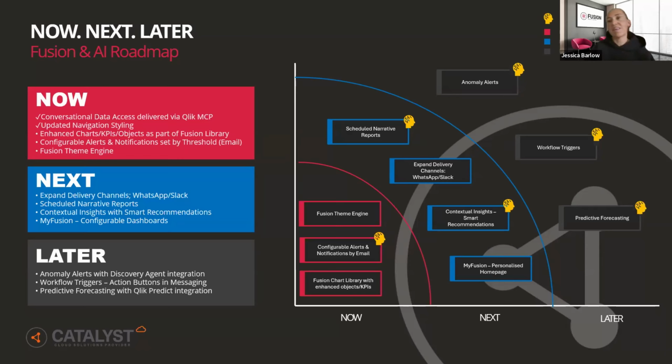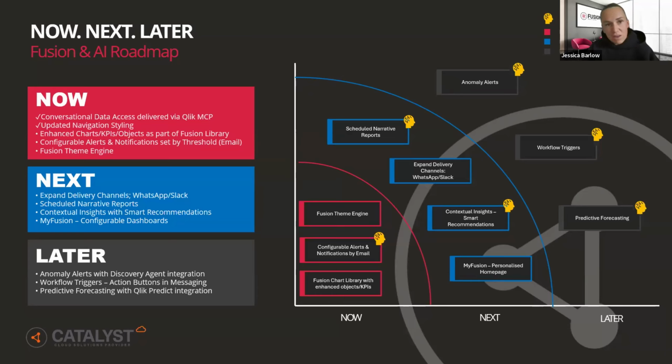Looking ahead to next, and I think this is, for me, really where things start to become more connected to how teams are working day to day. So really embedding ourselves into that workflow. We're expanding our delivery channels above just email and within Fusion itself. And we'll start to look into things like WhatsApp, Slack, Teams integration. That means insights don't wait for someone to log in. They arrive where it's already happening.